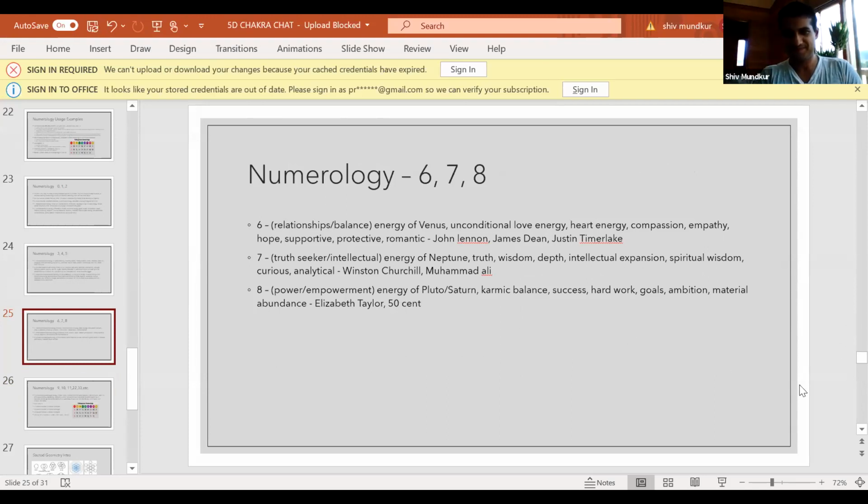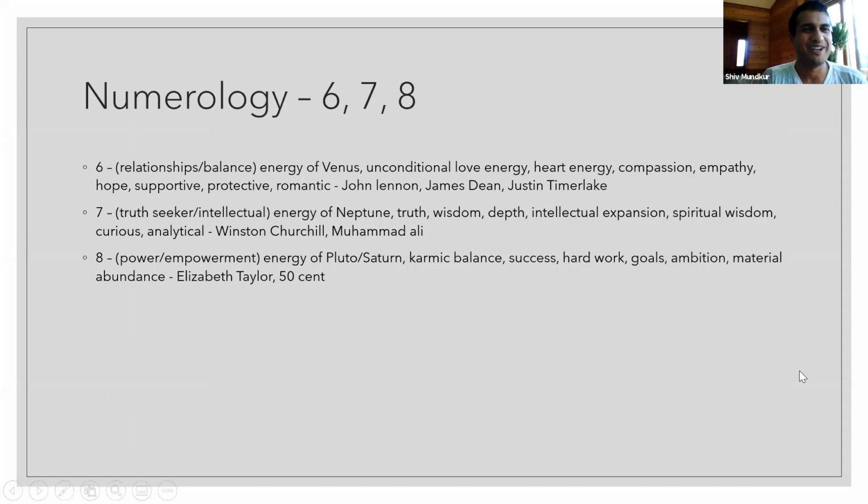So we get to number 8 next. And this is the energy of empowerment, or pure power, really. And the energy of transformation. It's the transformational energy. It's the energy of what is actually coming in to transmute that karma. And that's the energy of Pluto, Saturn.